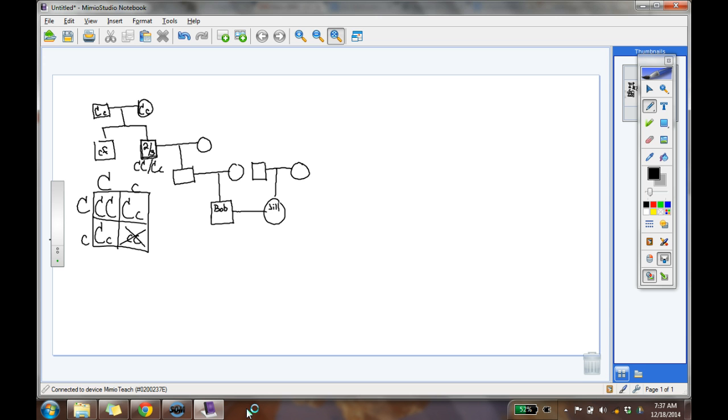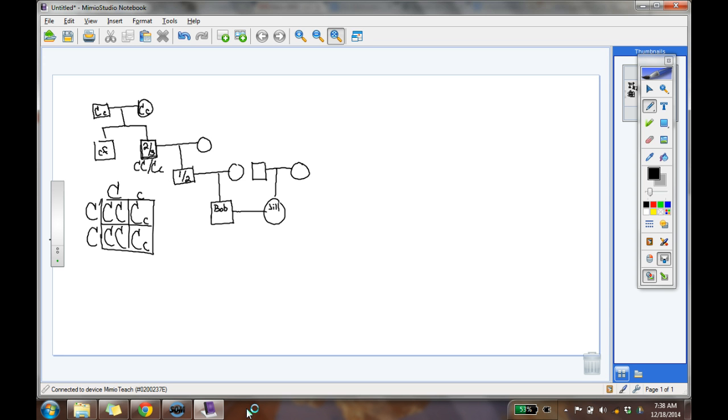So I'm going to get rid of this one. And now we have a different combination of parents. Both parents are not affected, so we have one who is a carrier and one who is homozygous dominant. So our probability changes. Now there is a 50-50 chance of Bob's father being a carrier.